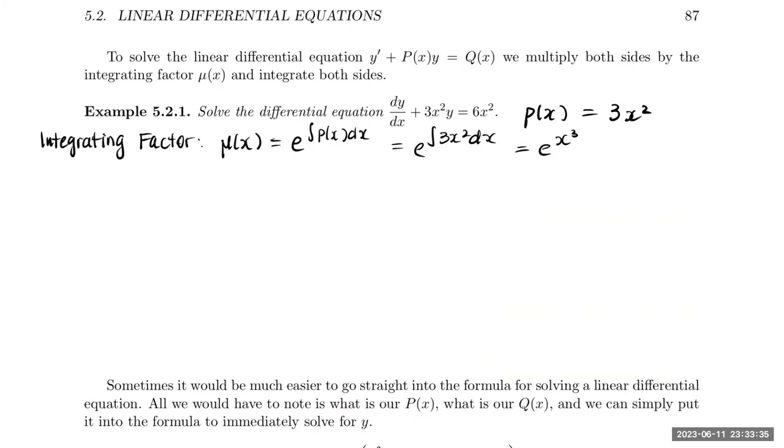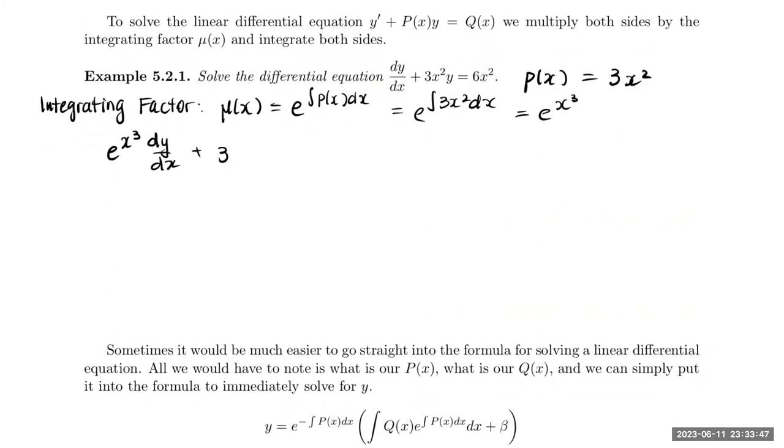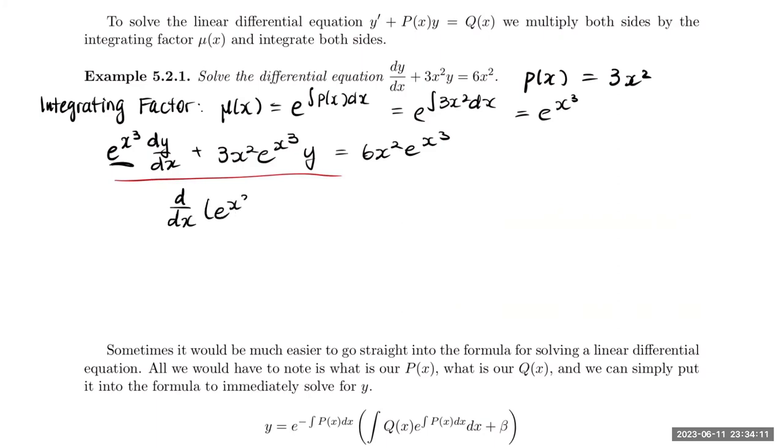So multiplying both sides of the differential equation by the integrating factor, what we'll get is e^(x cubed) dy over dx plus 3x squared e^(x cubed) y is equal to 6x squared e^(x cubed). Now the left-hand side becomes the product rule for derivatives. So our product rule will consist of the e^(x cubed) and the y here. So that is going to equal 6x squared e^(x cubed).